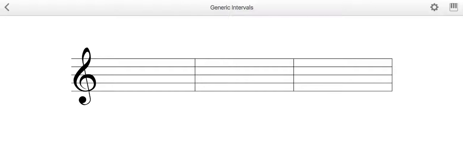Today we're beginning to look at intervals. Chapter 6 deals with intervals, or the distance between two notes. And so today we're just going to look at some generic intervals. All right, so here we have a treble clef staff, and we'll look at how we measure these generic intervals on the staff.